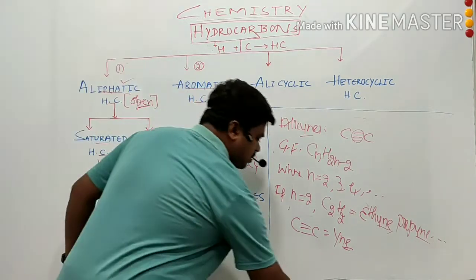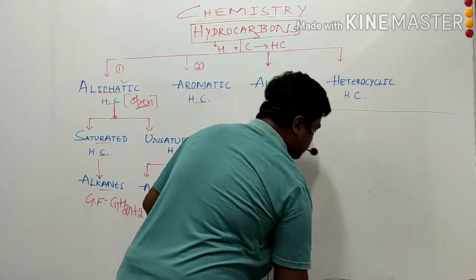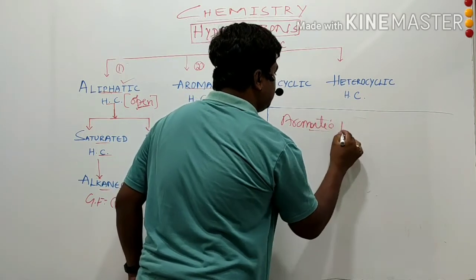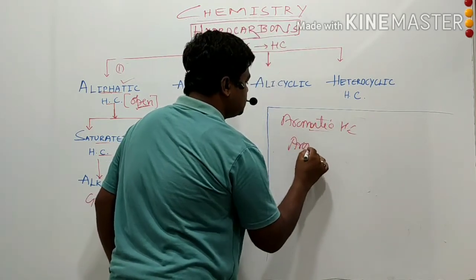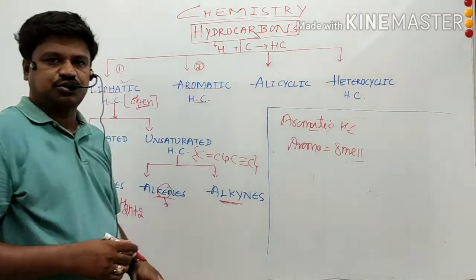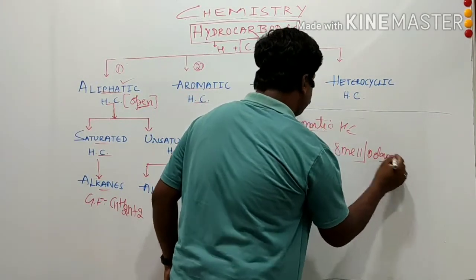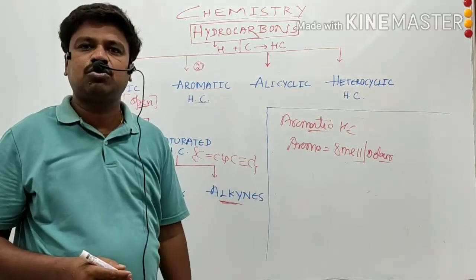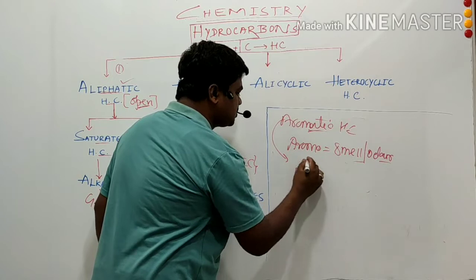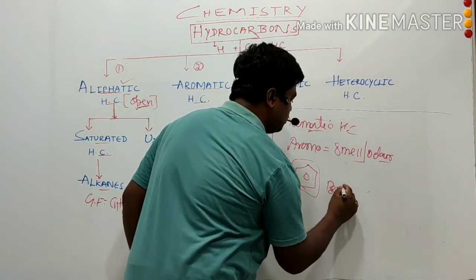In the name aromatic hydrocarbons, aroma means smell or odor. It's a Greek word actually. My question is, which hydrocarbons possess this characteristic odor? To possess a characteristic odor, the compound must have this kind of ring structure. This ring structure is called benzene.